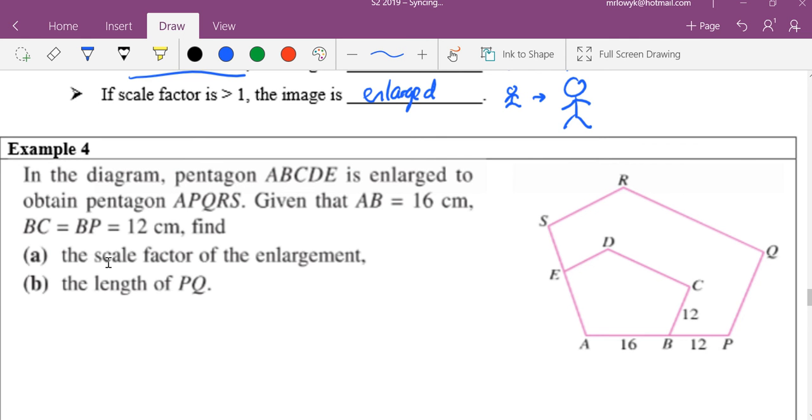Can you underline this and write down: the most difficult part in this question is to identify the object and image. Is it easy to identify? What will you write here? Is this object or image?